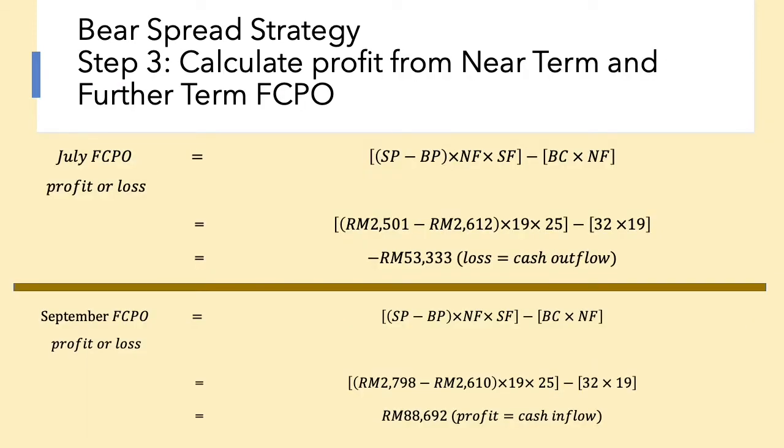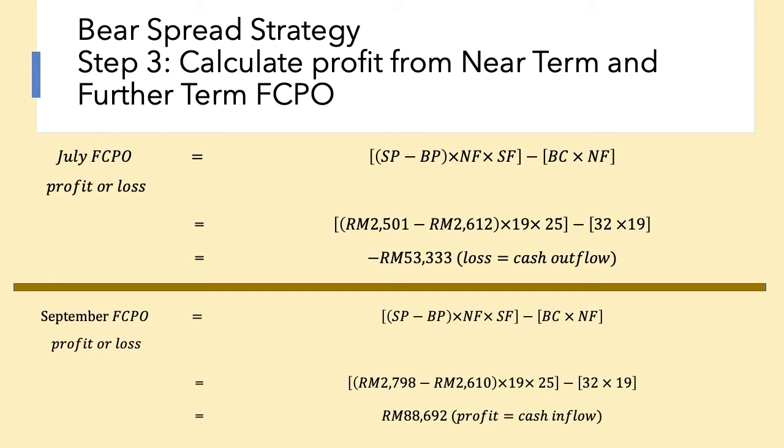Step number 3, you need to calculate profit from near-term and further-term FCPO. For July FCPO, selling price and buying price, you need to refer to your spread table. So you sell July at price 2501 and you buy at price 2612. So you get negative 53,333 ringgit. So negative means you make loss. Loss is cash outflow. For September contract, you sell at 2798 and buy at 2610. So you get positive 88,692 ringgit. So positive means you make profit.